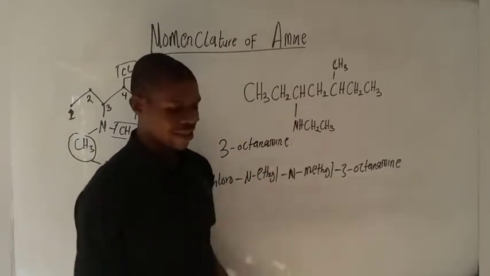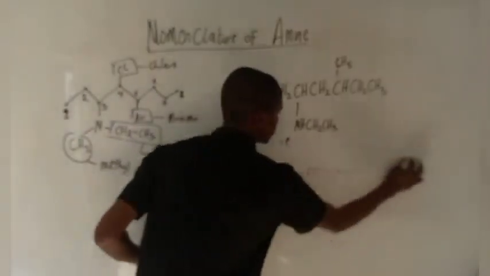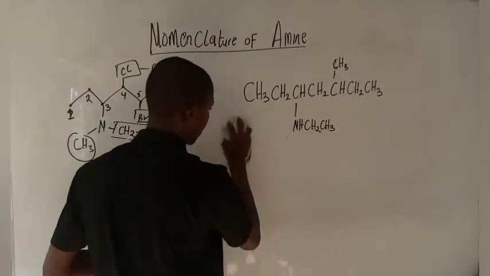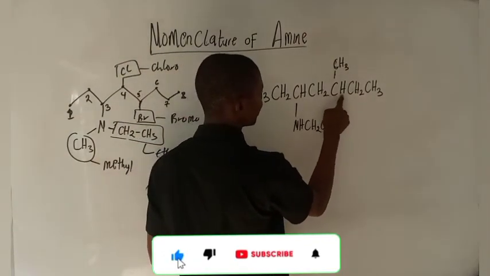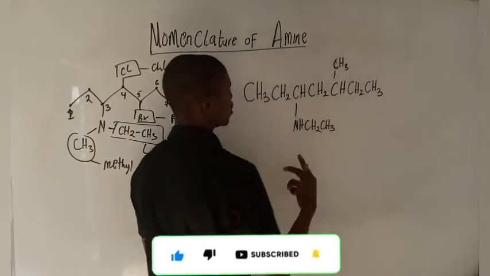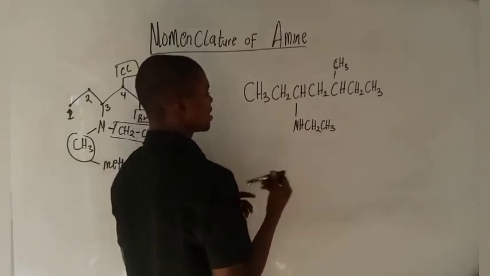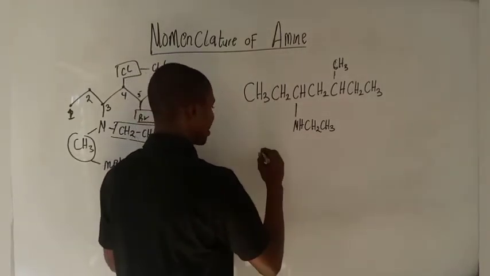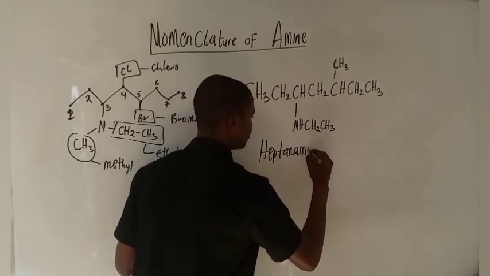Right? So now let's look at it. Hope you get it. Now let's confirm if you actually got this answer. So here we have 1, 2, 3, 4, 5, 6, 7. 1, 2, 3, 4, 5, 6, 7. So you need to be careful when you are counting the parent chain so that you are not going to miss out. You get that? 7 means the word is heptanamine. Heptanamine, right? That is the parent chain.